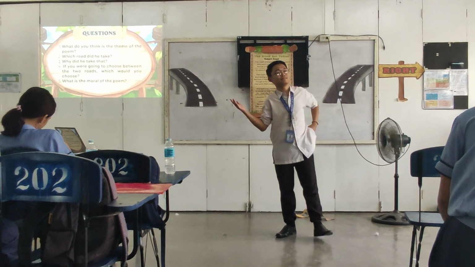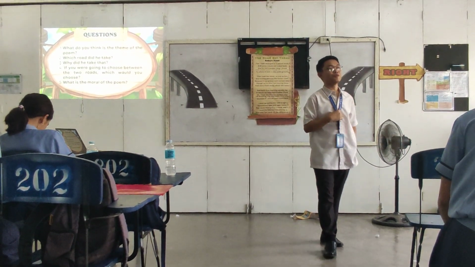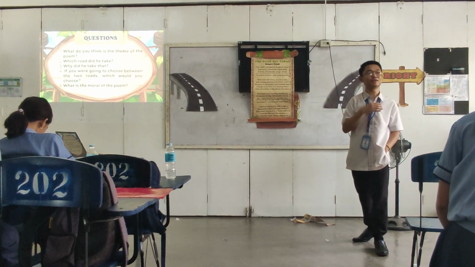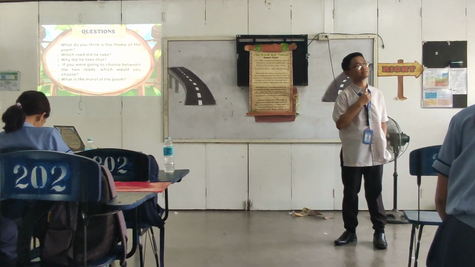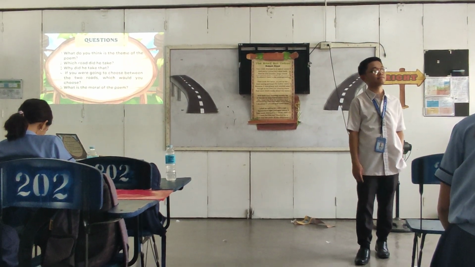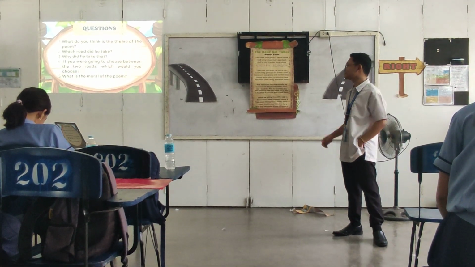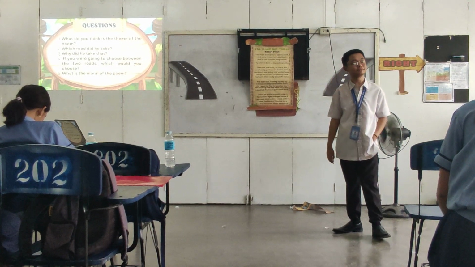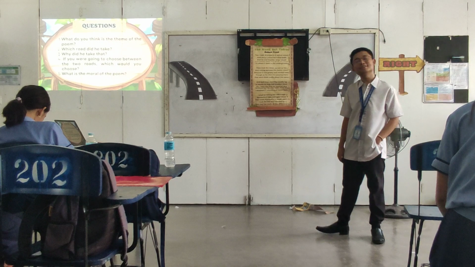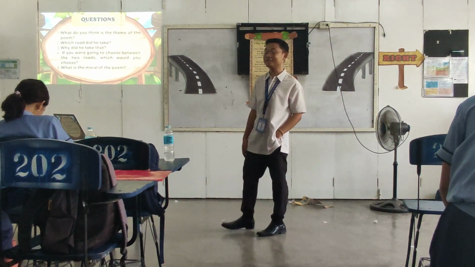Let's have Miss Lovely. Why did Robert Frost choose the road that is less traveled by? I think he chose that because it will make his decision more meaningful than the one which is traveled by many. Alright, precisely correct. Thank you for that, Miss Lovely.